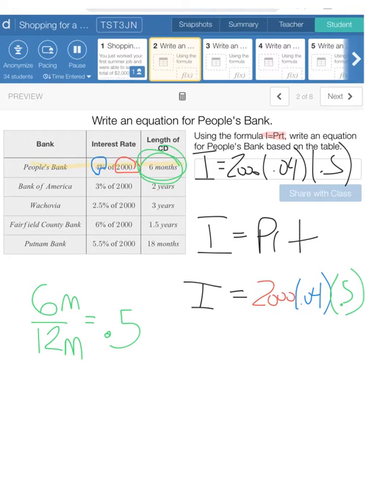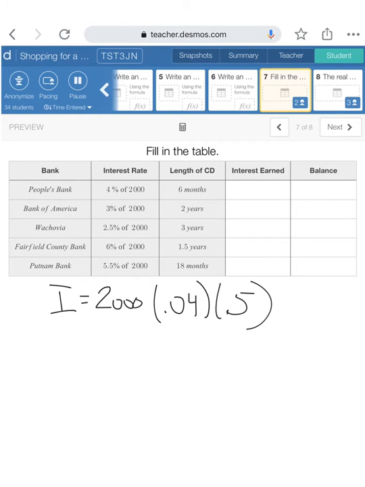Now for the next slides, I believe it's 3, 4, 5, and 6, it's the same idea. You're writing an equation for Bank of America, just different numbers. For Wachovia, for Fairfield County Bank, for Putnam Bank. Same idea, just different numbers. So this is slide number 7 on the Desmos. And if you completed slides 2, 3, 4, 5, 6, you're ready to move on to slide 7. You'll have all the information you need.